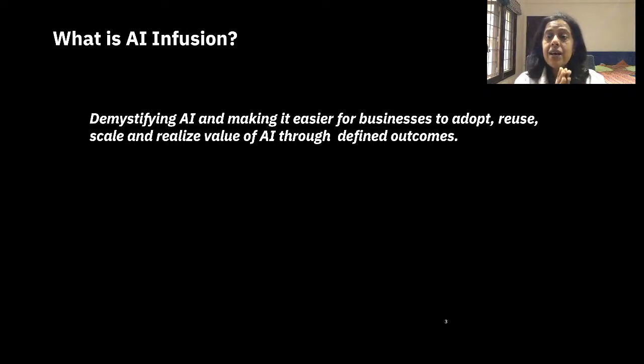Which means a lot of businesses are just doing proofs of concept of AI. Something has come out in the market and they are not able to scale it. So it's not just the adoption and finding out what business process will be best suitable for AI. How do you reuse it across various businesses? How do you scale it to a different level and then realize the value of AI through very defined outcomes? This is what I want to achieve out of using AI, and that's how the businesses should be able to achieve it. So let's get deeper into this.